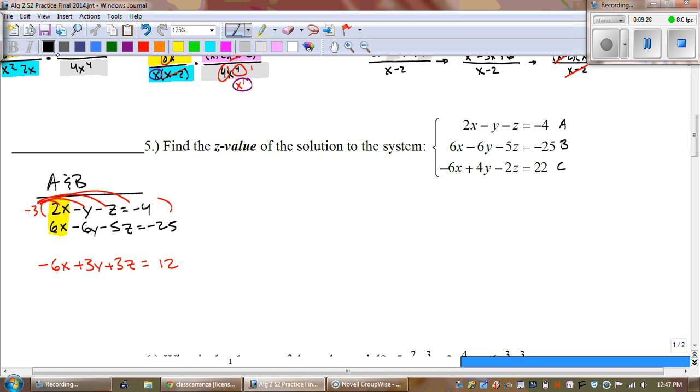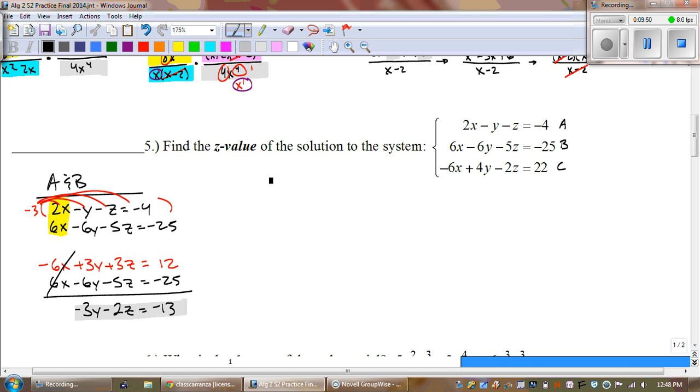Okay, and we're going to combine that with the 6x minus 6y minus 5z equals negative 25. Okay, so those cancel, and then we're left with negative 3y minus 2z equals negative 13. So good, we need to keep that.